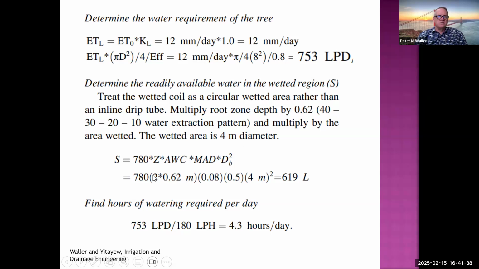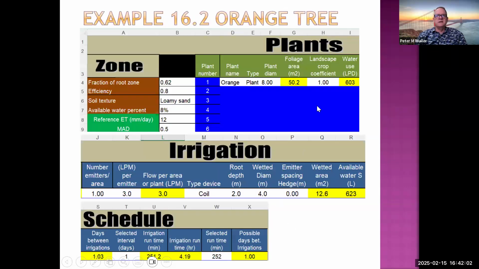And then we can calculate the storage also based on the diameter of the coil, which is 4 meters. And so we have 619 liters of storage. And then the watering required per day would be 753 liters per day divided by 180 liters per hour, or 4.3 hours per day. Okay, and here's the example in the text. I don't know if this should be 16.2, but anyway, I think it might be 16.3.